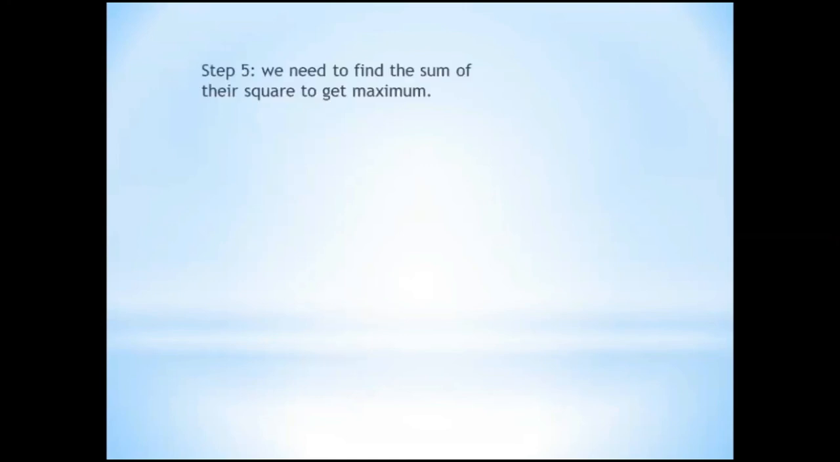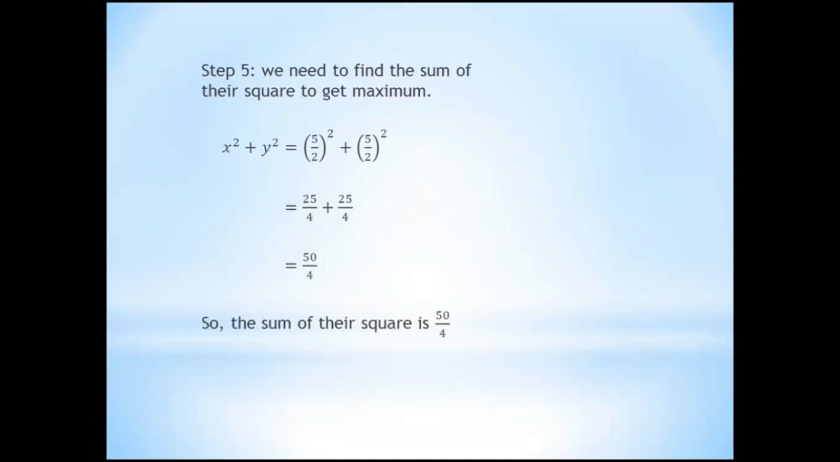Step 5. We need to find the sum of their squares to get the maximum. x² + y² = (5/2)² + (5/2)² = 25/4 + 25/4 = 50/4. So the sum of their squares is 50/4.